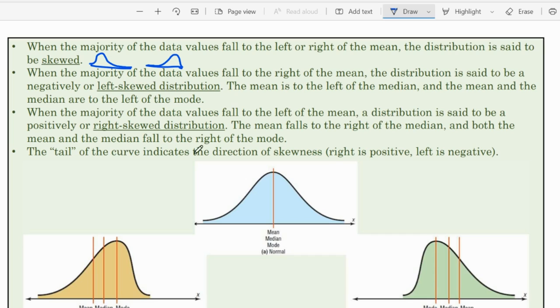The tail of the curve indicates the direction of the skewness. So if the tail is on the right side, it's positively skewed. If the tail is on the left side, it's negatively skewed.